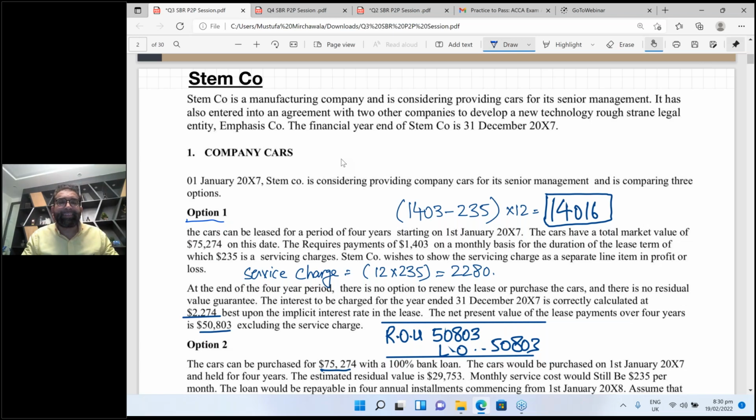Listen, finance lease is like a loan. So whenever we pay the rentals of a finance lease, it's like repayment of loan.